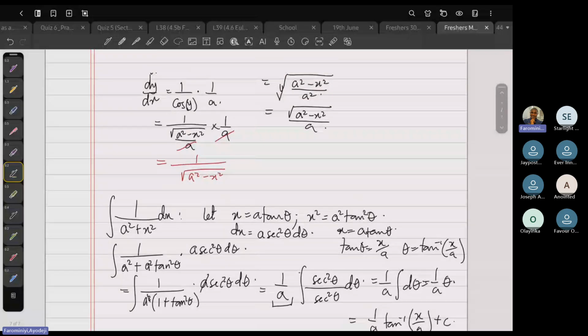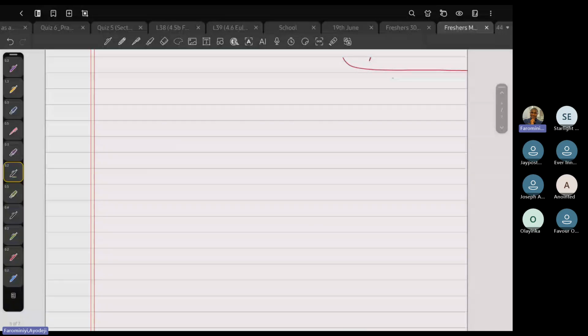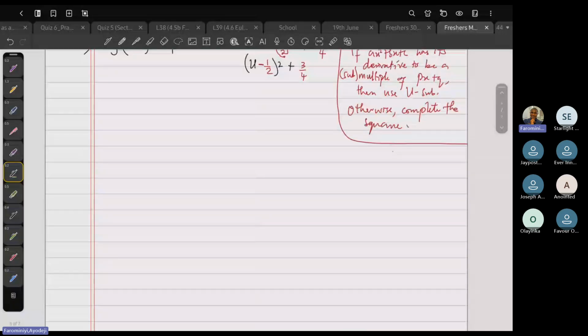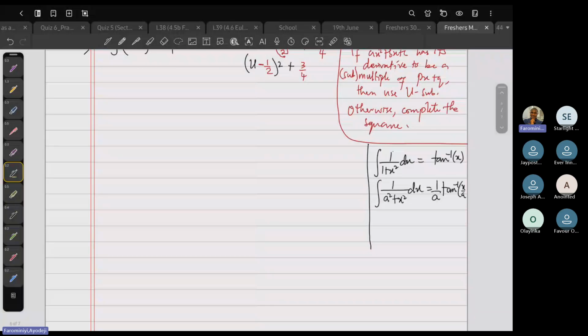So you should add that to your repertoire. There are many of them, and because you may not have time to start doing all of this in the midst of a question, it is good to have them in your toolbox. So the integral of 1 over 1 plus x squared dx is tan inverse of just x. But if it is 1 over a squared plus x squared without a square root, that will be 1 over a tan inverse of x over a.